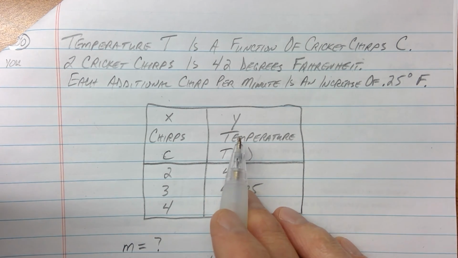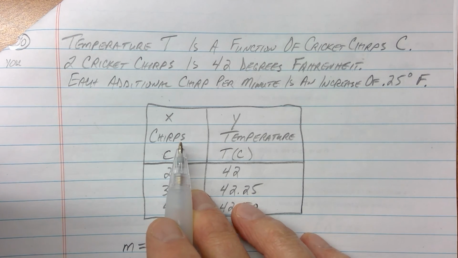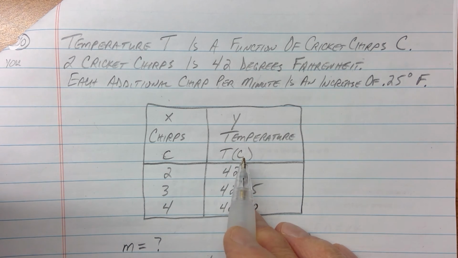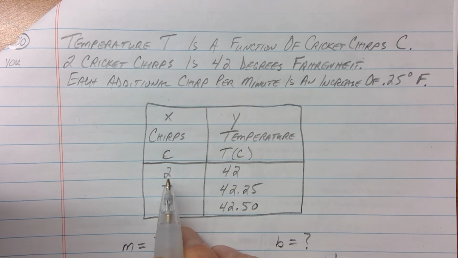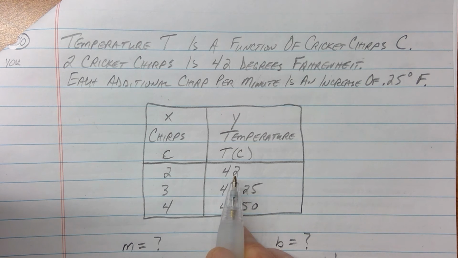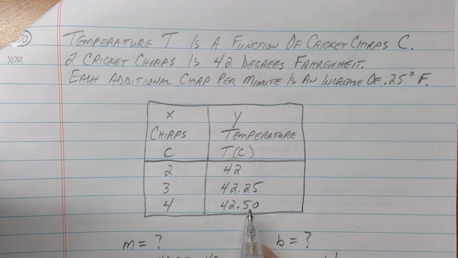All right, the temperature depends on how many chirps you heard. So the temperature is in terms of chirps. They said, okay, 2 chirps. If you hear 2 chirps in a minute, that's 42 degrees Fahrenheit. And for every additional chirp you hear, so if you hear 3 chirps instead of 2, then your temperature goes up 1/4 degree. So now it's 42 1/4 degrees. And we could go one more time. If we hear 4 chirps in a minute, it goes up another 1/4 degree to 42 1/2 degrees.